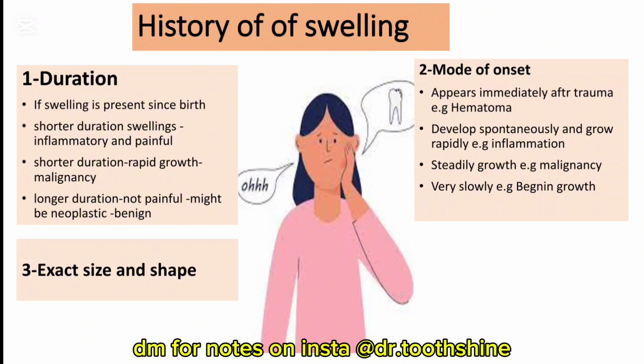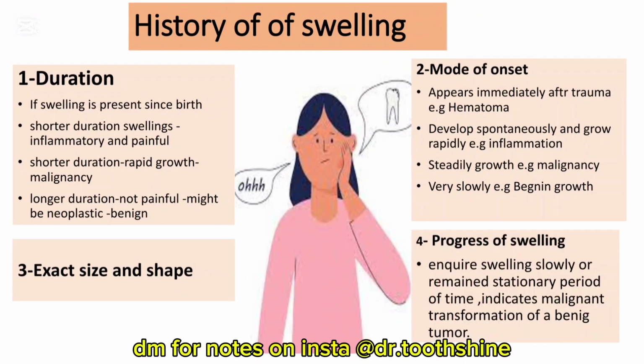Next, we ask the exact size and shape of the swelling, and whether the patient has noted any change in the shape or size of the swelling. In the progress of the swelling, we will inquire whether it is growing slowly or has remained stationary, like there is no change and it remains the same. It can indicate whether this is a malignant transformation of a benign tumor, or whether it is malignant or benign.